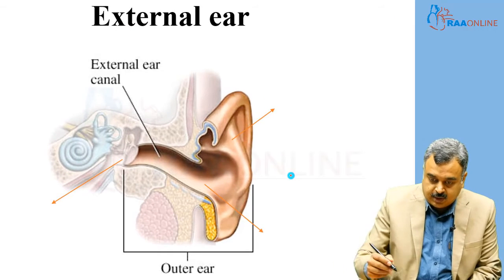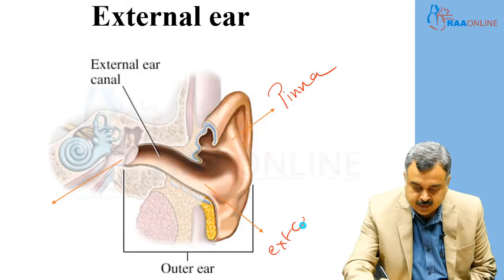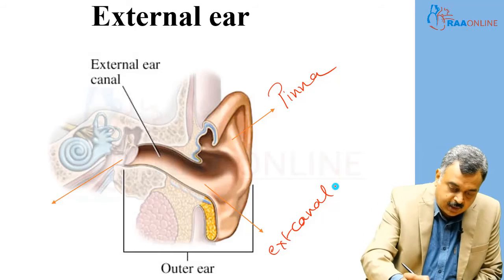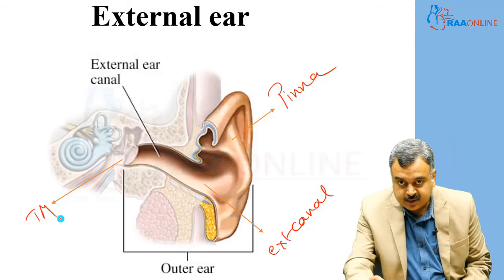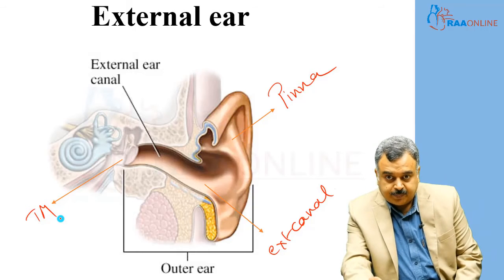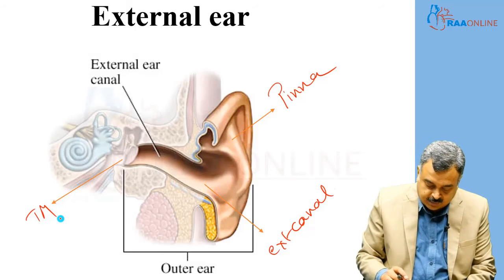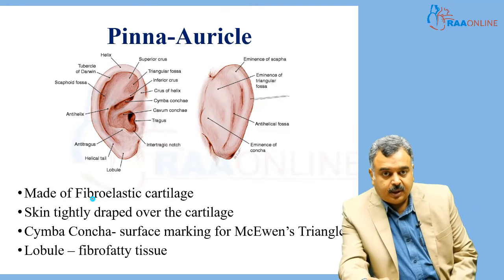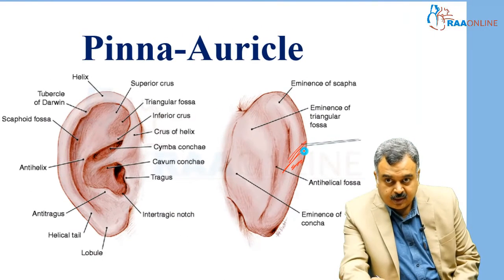So now coming to the external ear. The external ear consists of three parts: the pinna, the external canal, and ending in the TM or the tympanic membrane. This is the external canal surface of the tympanic membrane. So this constitutes the external ear. Looking at the pinna or the auricle, the pinna is made of fibroelastic cartilage with the skin tightly draped around it. So there is not much soft tissue between the skin and the cartilage. And it has a lateral and a medial part, or an inner and external surface.